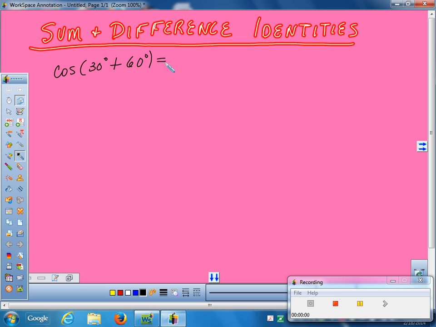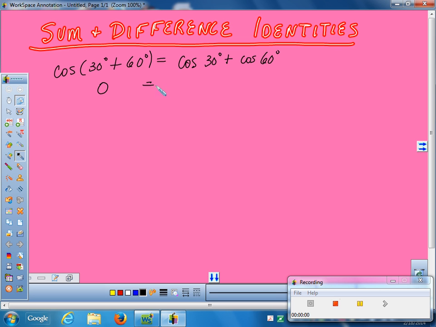Okay, you've got the cosine of 30 plus 60. True or false? That equals the cosine of 30 plus the cosine of 60. Well, we're going to check it, because you know the values. Would you agree the left side is just the cosine of 90? What is the cosine of 90 degrees? Zero.